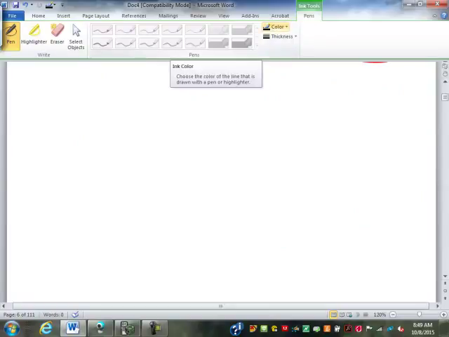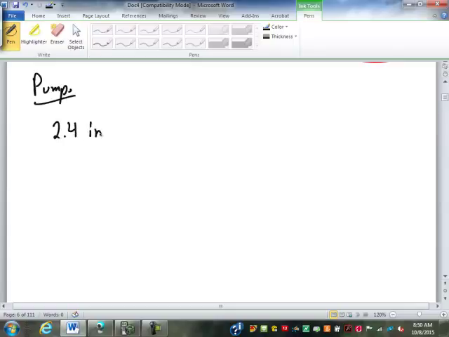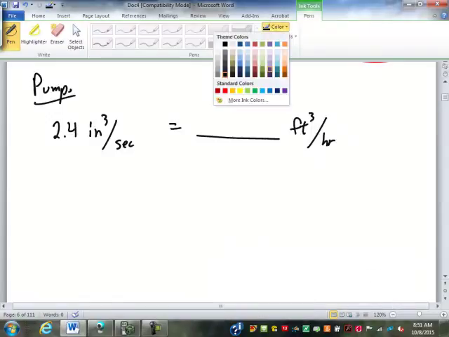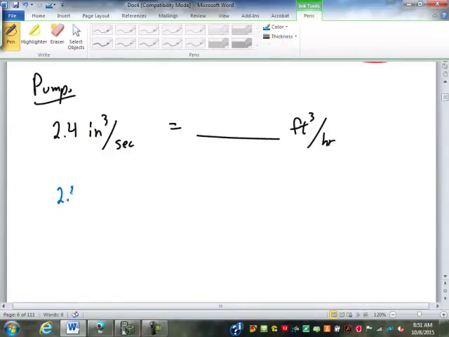So let's say that you have a pump that is capable of pumping 2.4 cubic inches per second. We want to know how many cubic feet per hour that's going to be. I want you to give that one a shot in your notes. Okay, so 2.4 cubic inches in 1 second.